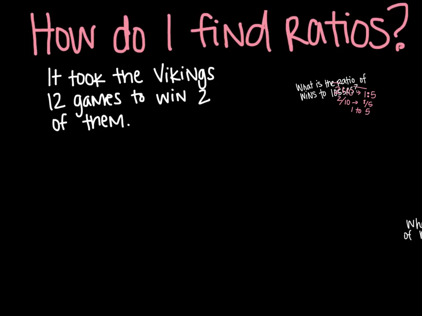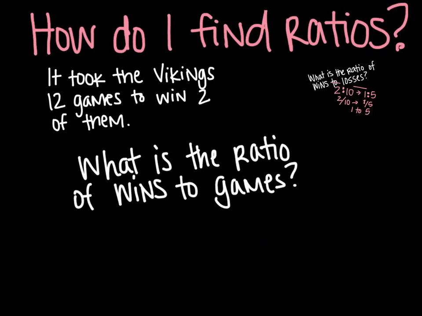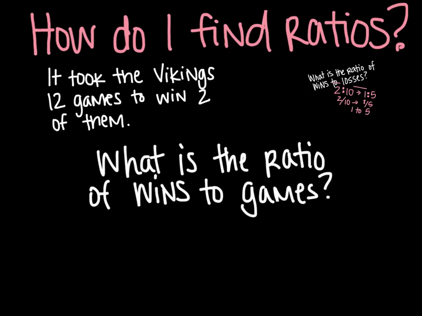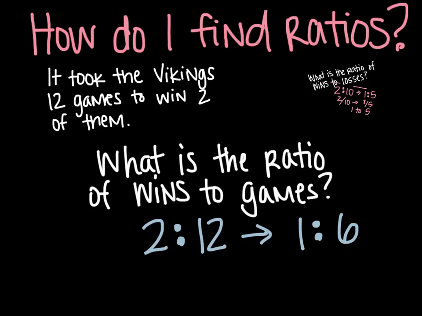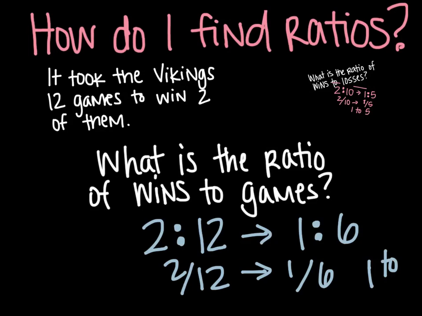The next question, what is the ratio of wins to games? Order matters. Wins was 2 to games is 12, and that can be reduced down to 1 to 6, and you can just think of a fraction if that helps you reduce it down. And then also the third way then would be 1 to 6.